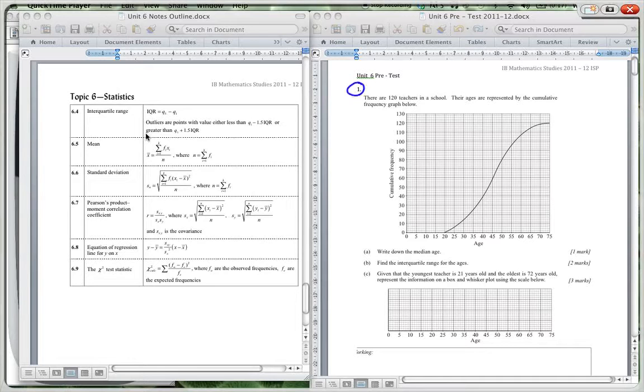In question 1, there are 120 teachers in a school. Their ages are represented by the cumulative frequency graph below. So write down the median age.